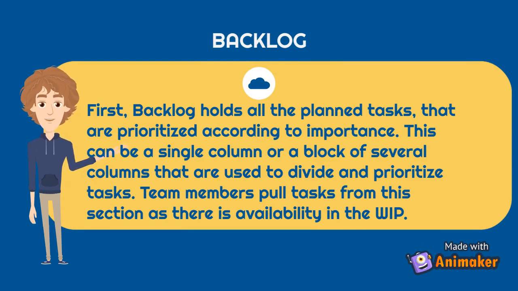For backlog activities, first, the backlog holds all the planned tasks that are prioritized according to importance. This can be a single column or a block of several columns that are used to divide and prioritize tasks. Team members pull tasks from this section as they have availability in the work in progress.